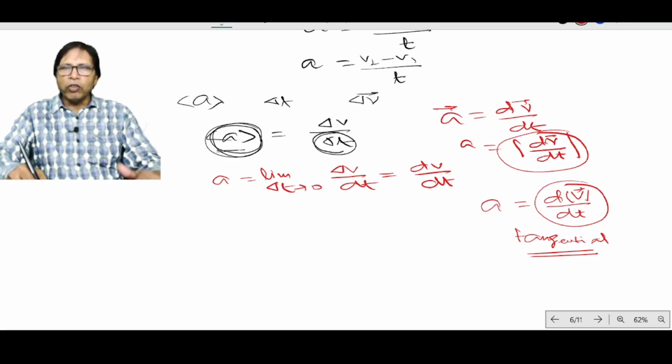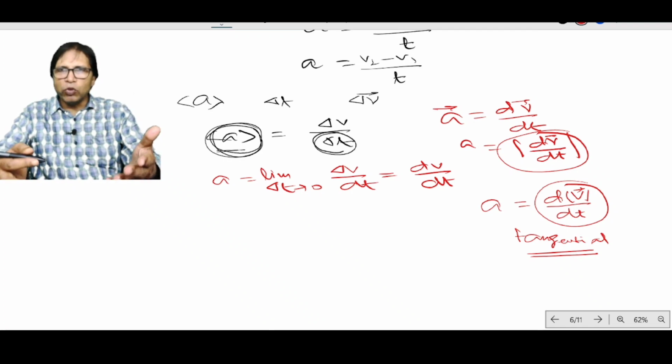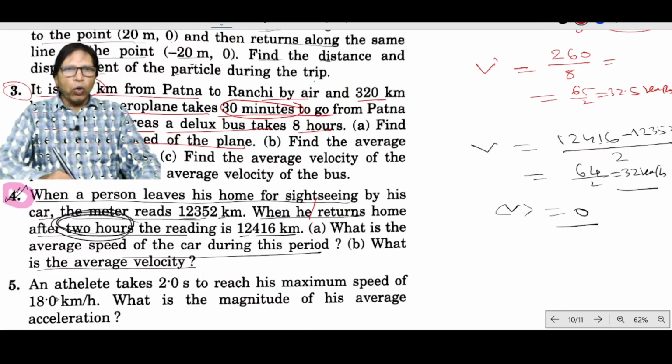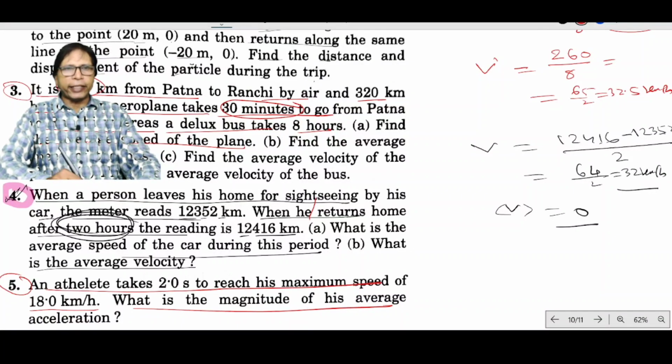Okay. Now some numericals relating to acceleration. Look at this question number 5. An athlete takes 2 seconds to reach the maximum speed of 18 km per hour. What is the magnitude of his acceleration?